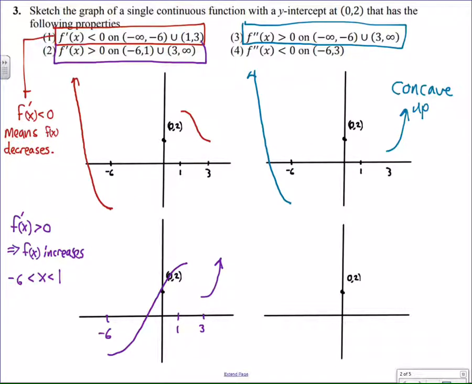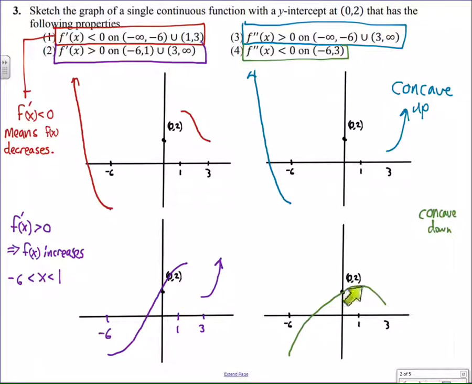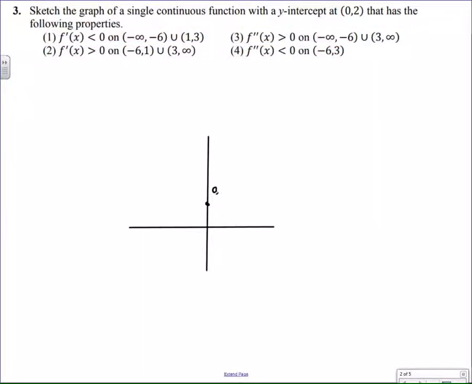Anyway, part 4 says f double prime of x should be negative, which means it's concave down from x equals negative infinity to -6, and up to x equals -3. Now here's up to positive 1, and I can continue being concave down all the way after that maximum point. So what I did was I took all of those graphs and compiled them and made sure that everything fits.